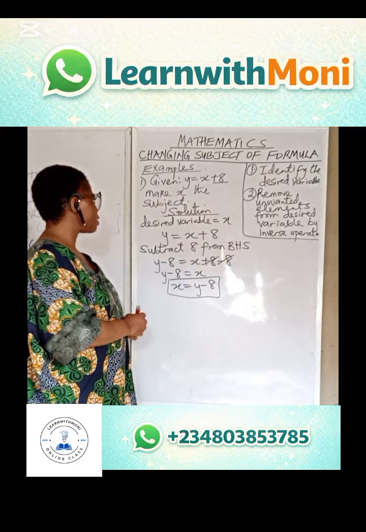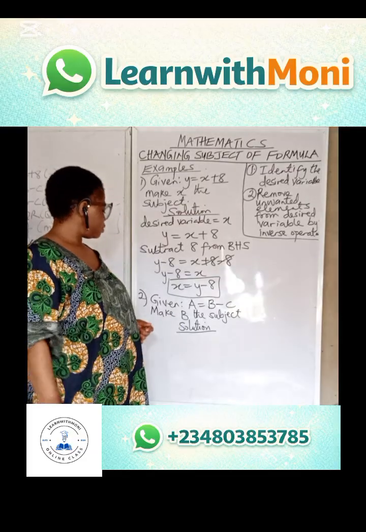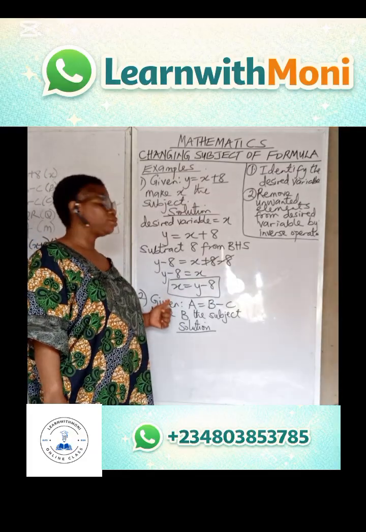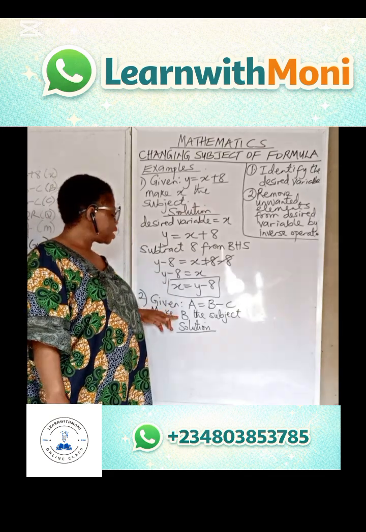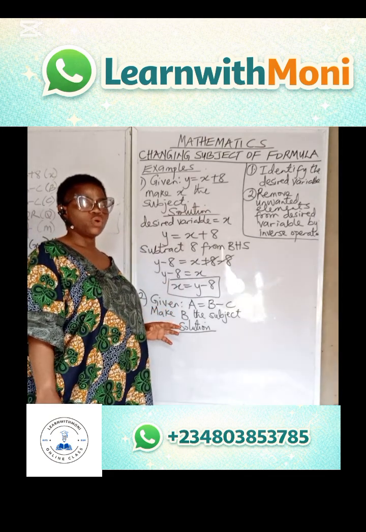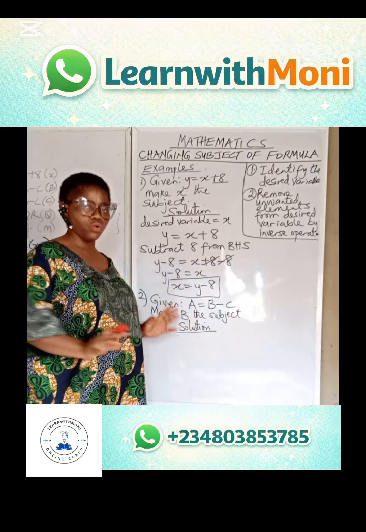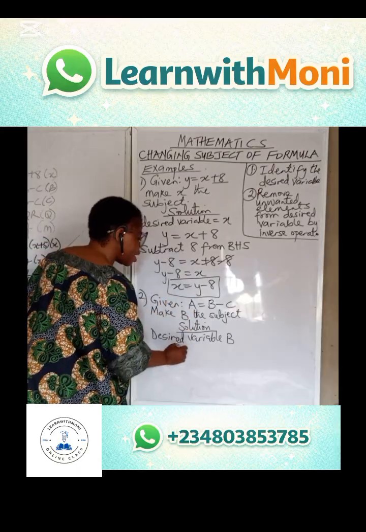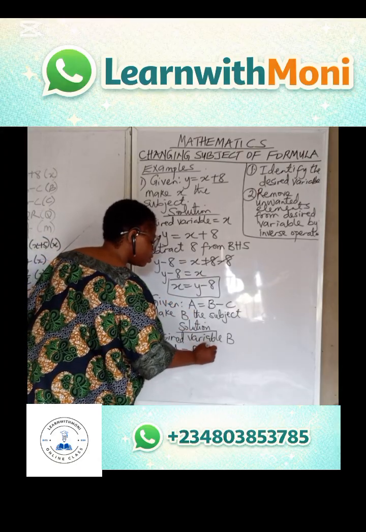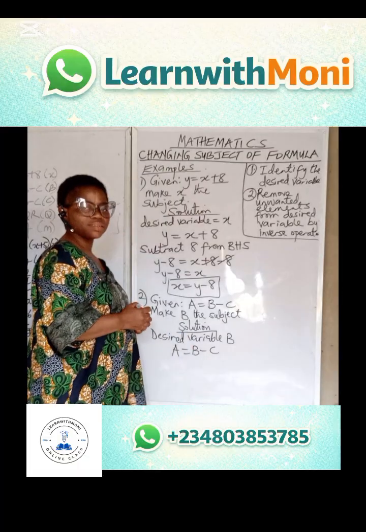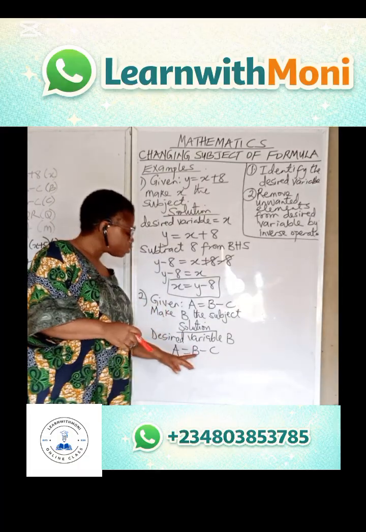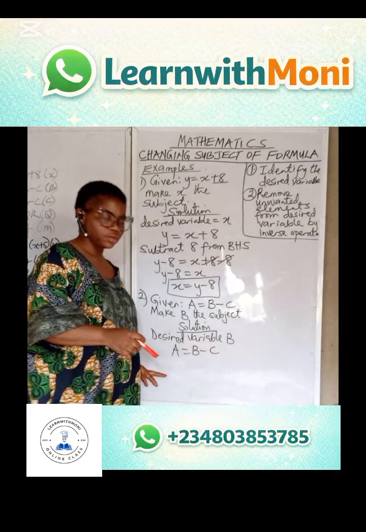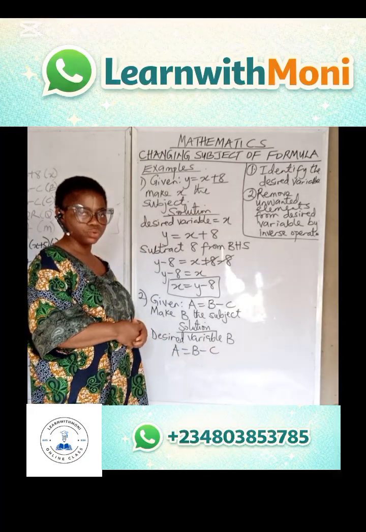Let's take another example. Look at this. We want to make b the subject of the formula. This means b is the desired variable. We want b to stand alone. In a equals to b minus c, we have minus c attached on the same side to b. So we need to get rid of this minus c so that b can stand alone.